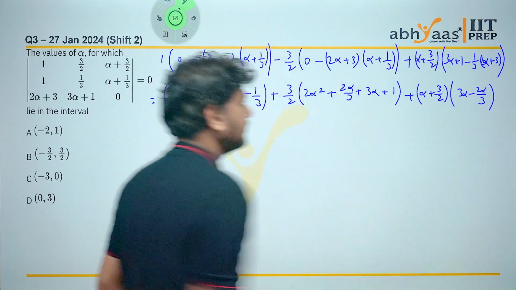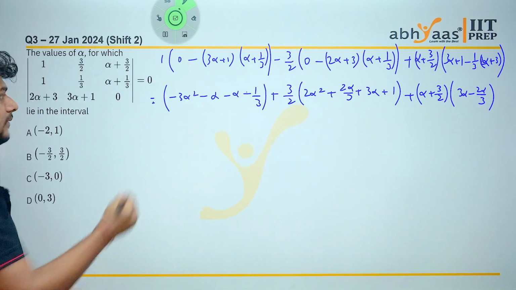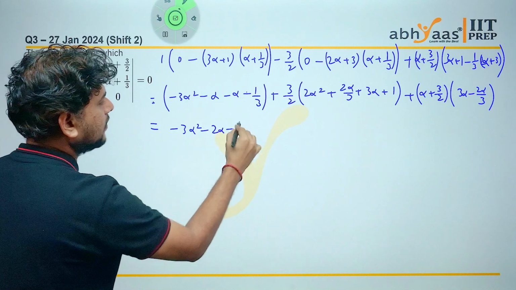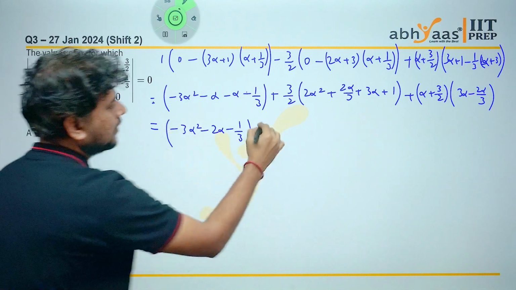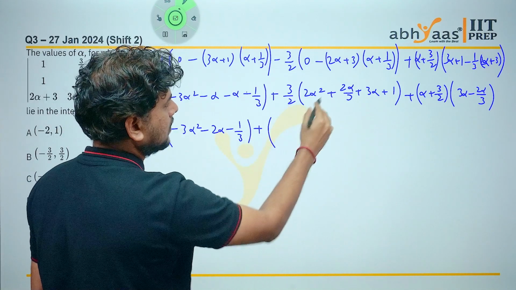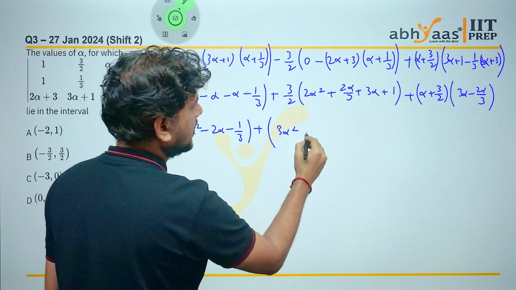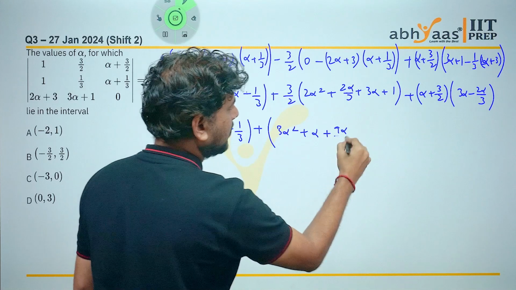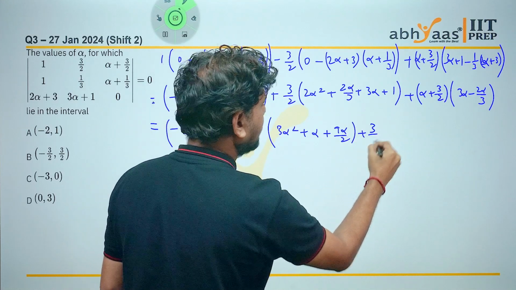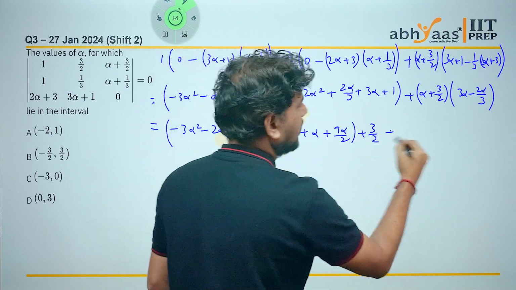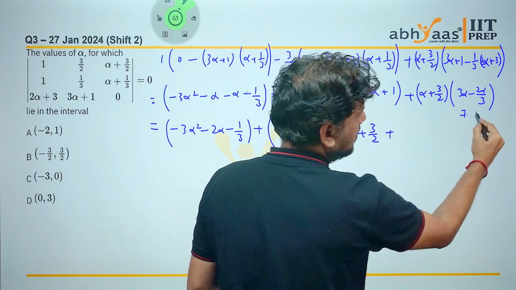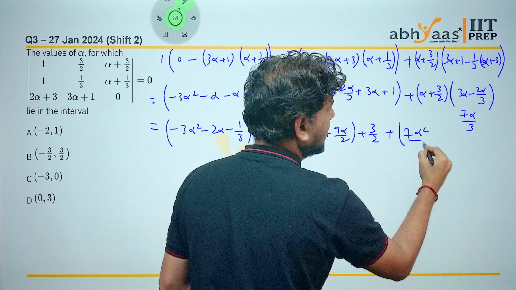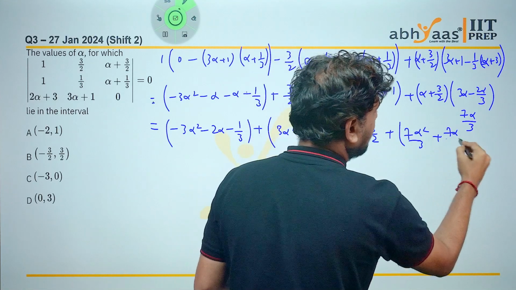Yeah, that's it. So this will be minus 3 alpha square minus 2 alpha minus 1 by 3, plus 3 alpha square plus alpha plus 9 alpha by 2 plus 3 by 2, plus this is how much? 7 alpha by 3. Okay, 7 alpha square by 3 plus 7 alpha by 2.